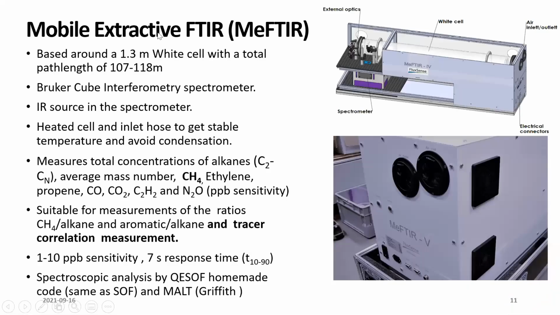Okay. One of the other techniques that we are using, again, as I said, is a multi-reflection cell, and this is called a mobile extractive FTIR, an infrared measurement, where we have light going in this cell, and we have about 100 meter effective path length there in this 1.3 meters wide cell. So the light is bouncing about 80 times back and forth. You can read yourself here some of the more information about the technique.